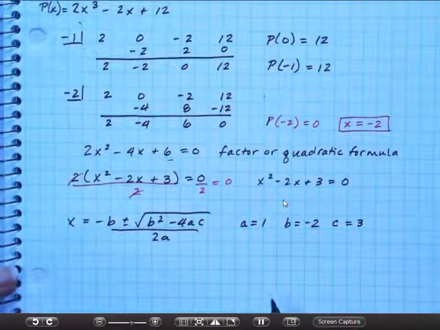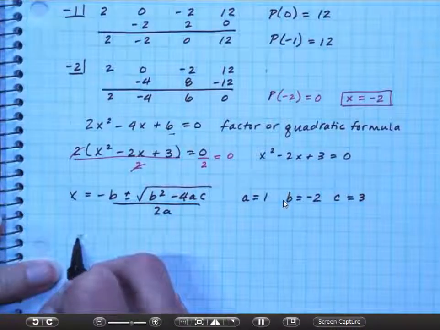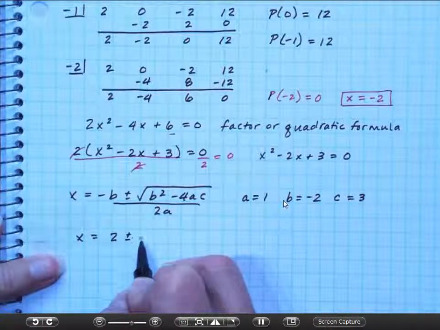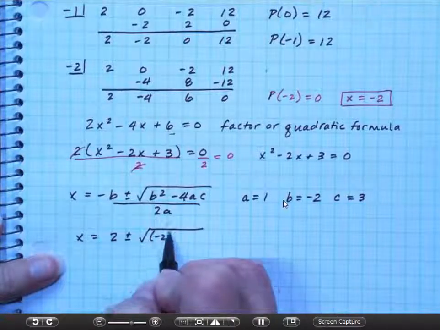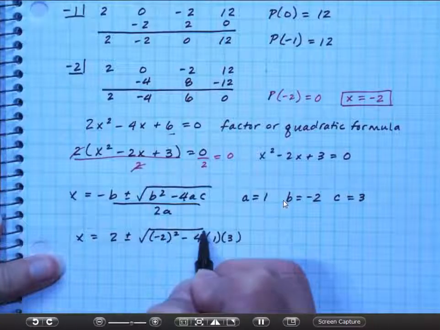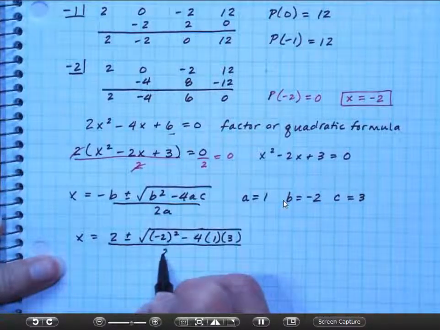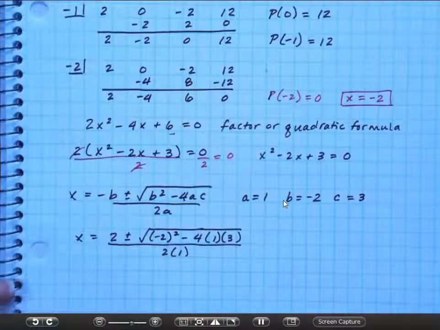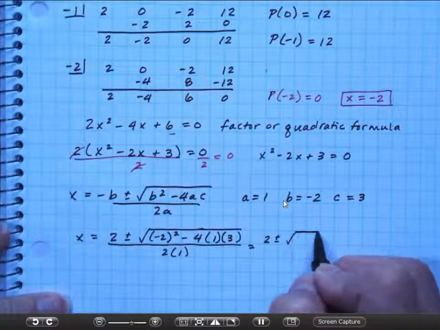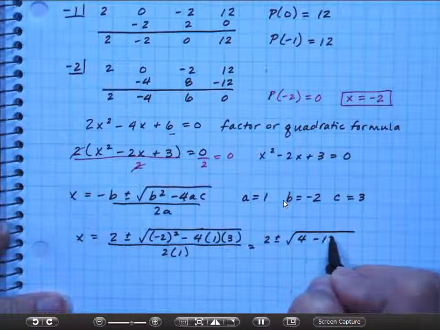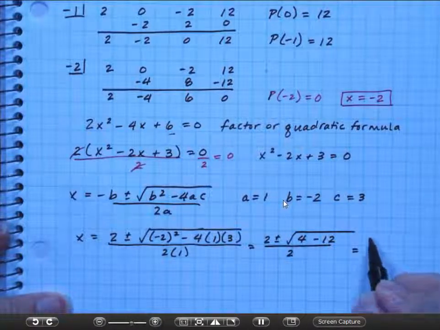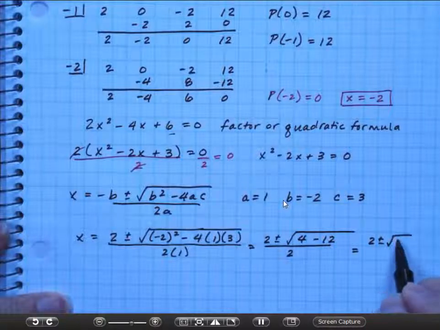So I'm going to go ahead and put in the values that I have here. So I'm going to have the opposite of negative 2, which is a positive 2. I'm going to have negative 2 squared minus 4 times a times c. And then make sure that you divide the entire thing by 2a, which is 2 times 1. Simplifying, 2 plus or minus the square root of 4 minus 12 all over 2, which gives me 2 plus or minus the square root of negative 8 all over 2.